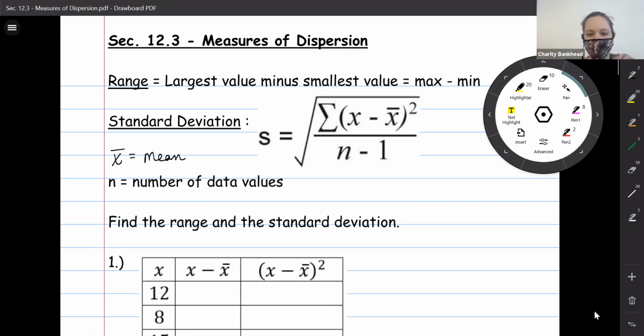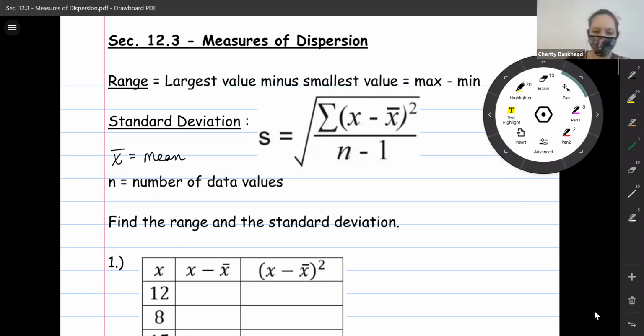So we have two different things that we're going to learn how to calculate. One of them is really simple and one of them is kind of complicated. So the range is really simple. It's just when you have a data set or a list of numbers, you just take the largest number minus the smallest number, and that equals your range.